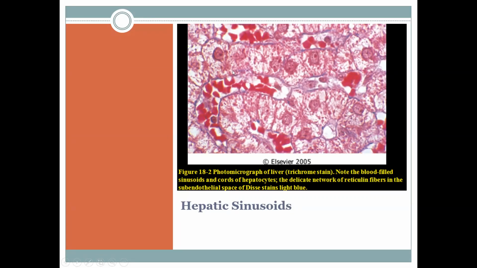Very, very thin layer, and it is designed that way so that there is direct communication between the hepatocytes that is one cell thick. This is one cell, this is another cell, this is one cell thick of hepatic cords that is surrounded on both sides by the hepatic sinusoids.